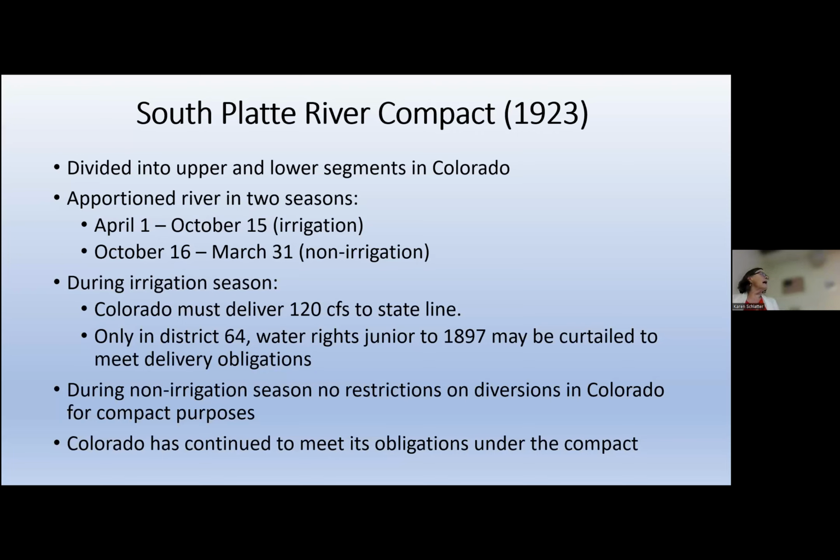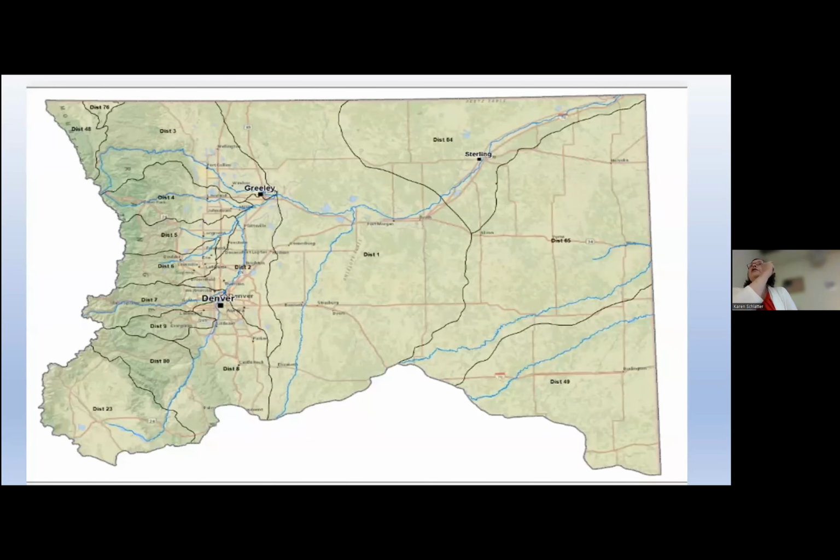So the South Platte Compact basically says Colorado must deliver 120 CFS to Nebraska at the state line during the irrigation season. However, only the water rights in District 64 will be curtailed to meet that 120 CFS. Now, why did they do that? They did that because of all the return flows from the upper reaches of Division One. They did this huge study with Nebraska, and they realized that because of the irrigation going on, that was just a solid supply. And so Nebraska agreed to that division of only District 64 being curtailed if needed.